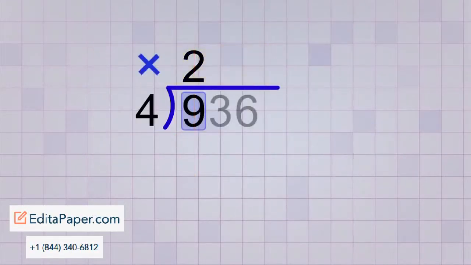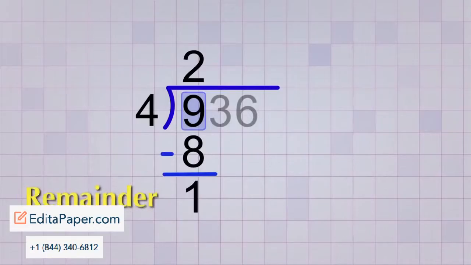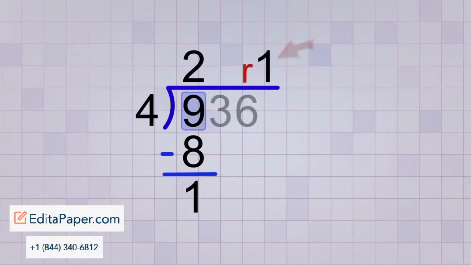Okay, now we multiply. 2 times 4 is 8, and the 8 goes below the 9 so that we can subtract to get our remainder. 9 minus 8 is 1, so our remainder is 1. Now at this point, in our basic one-step division problems, we would rewrite our remainder up in our answer with a little r next to it. But we aren't going to do that yet because this is long division and we still have more digits to divide, the ones we've been ignoring.